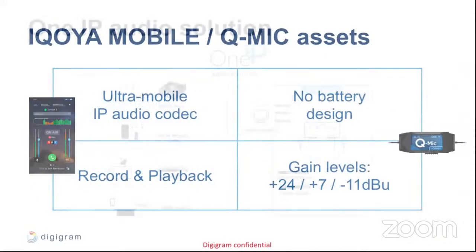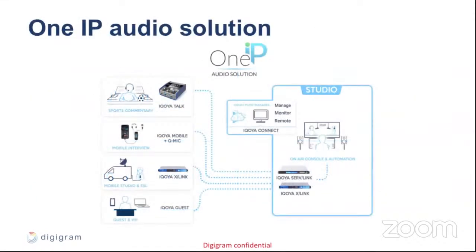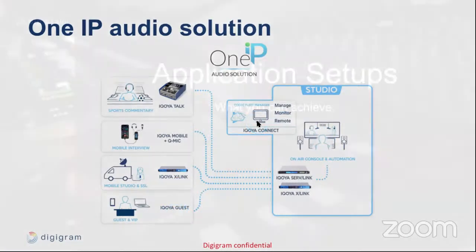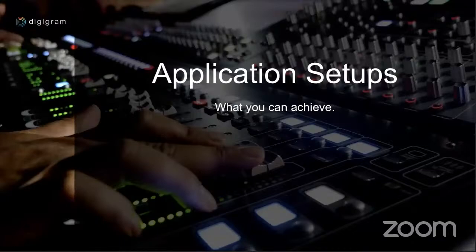So the one IP solution on the remote side, I sort of covered. Now you can kind of see the whole picture. Akoya Talk, Akoya Mobile with the Q mic, you could even use a Crosslink in the field, or ServLink for that matter, or Akoya Guest. And then of course we're receiving here. So what are some of the applications? What are some of the things we can do with this technology?